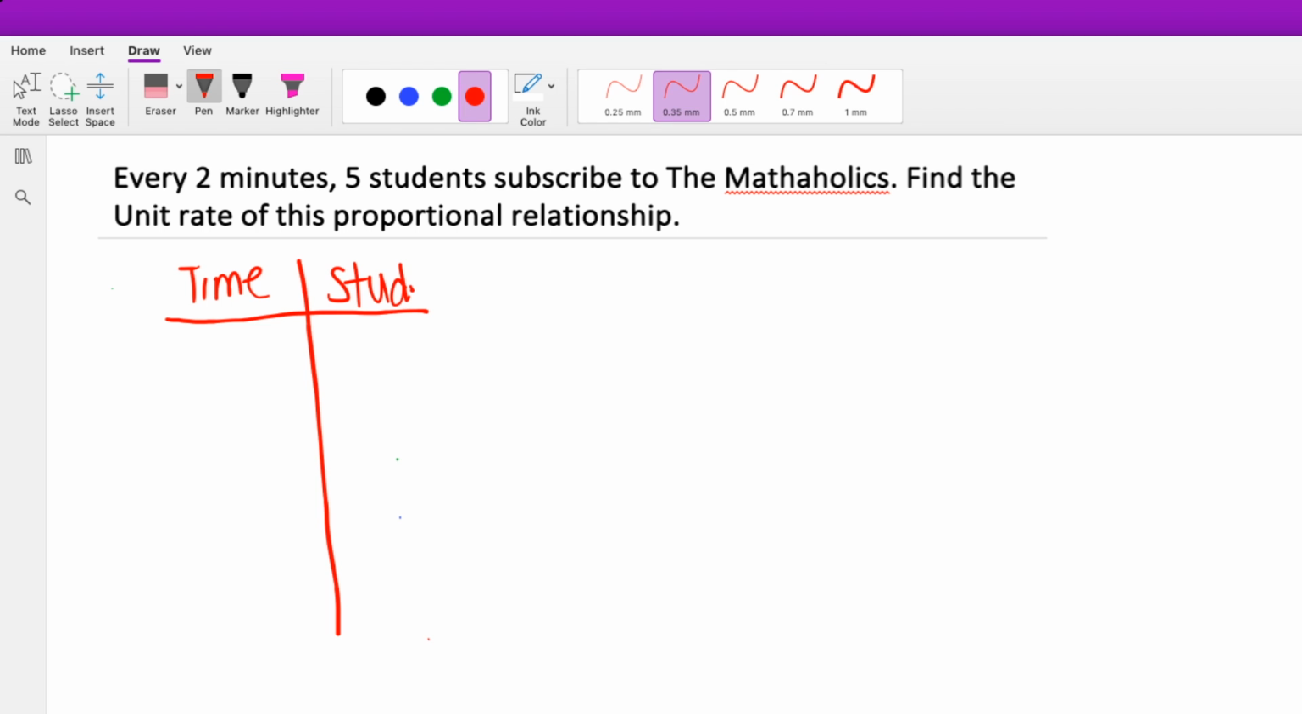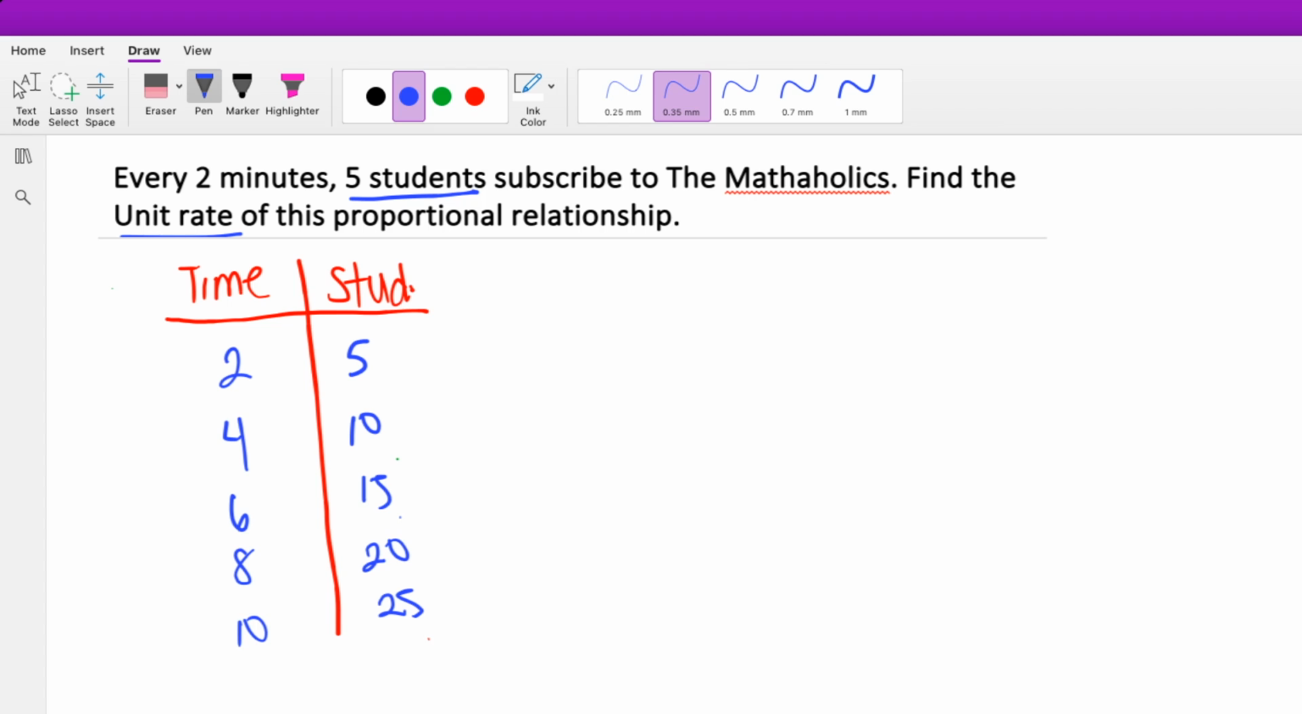Stud is short for students because you guys are studs. Time goes by 2 minutes, 2, 4, 6, 8, and 10, and then students goes by 5. So here's 5, 10, 15, 20, and 25. Now, how on earth are we going to be able to find this unit rate?